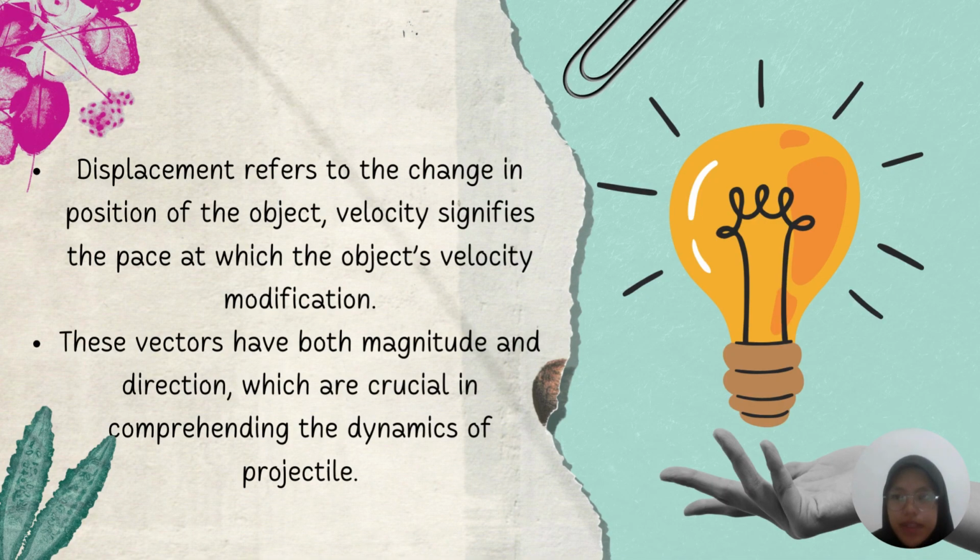From the video, we know that displacement refers to the change in position of the object. Velocity signifies the pace at which the object's position changes. And these vectors have both magnitude and direction, which are crucial in comprehending the dynamics of projectile motion.